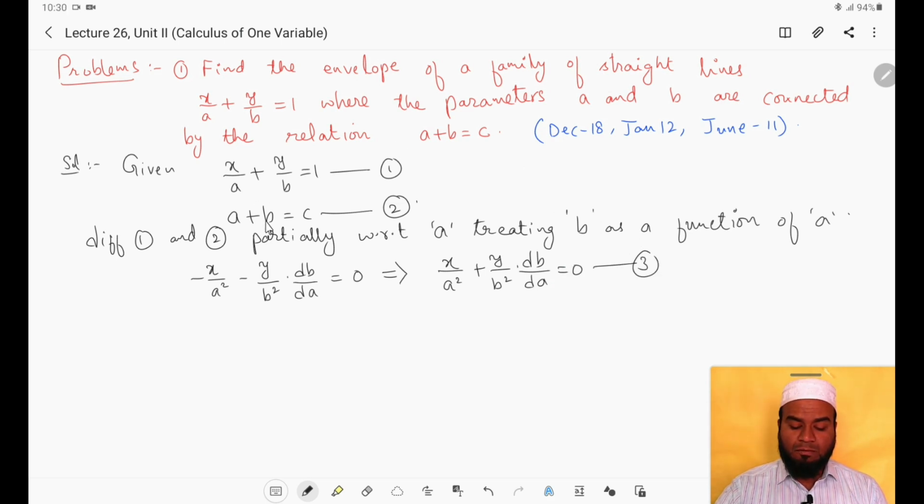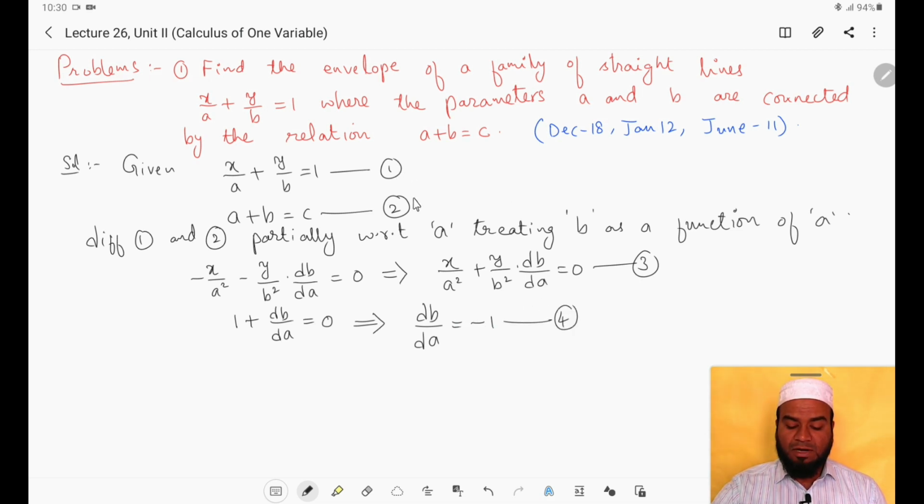Now differentiate 2 with respect to a. The derivative of a is 1 plus the derivative of b, because b is a function of a, so db by da, equals the derivative of c, which is 0. Now this implies what we will get? db by da equals minus 1 we will get. Consider this as equation 4.